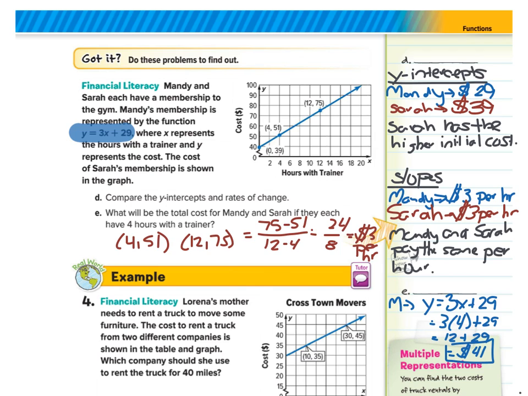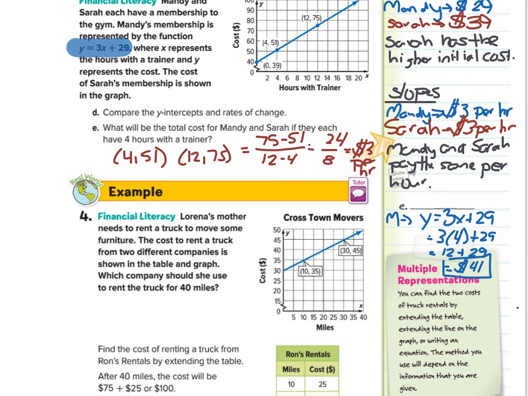Now, it's not always going to be this easy to find the graph's cost, but you could look and say, all right, 4 hours for Sarah is $51. So on this particular question, we could say that Sarah was simply $51 by looking at the graph.